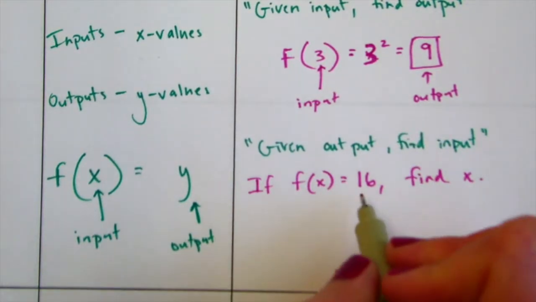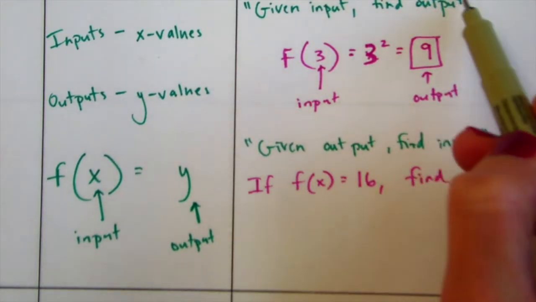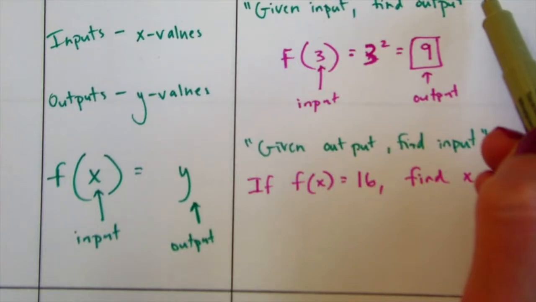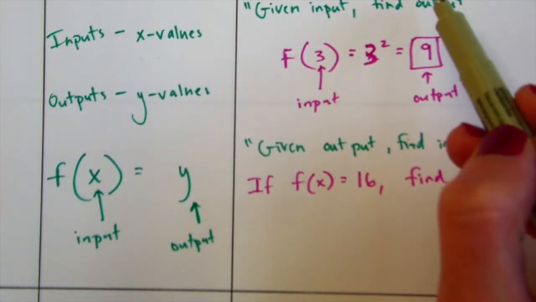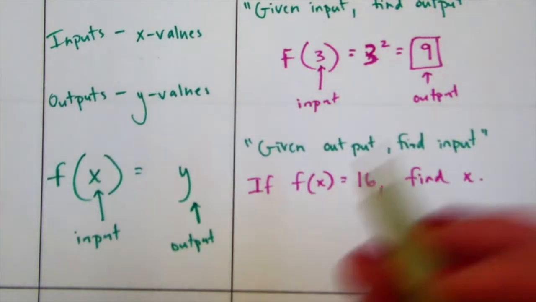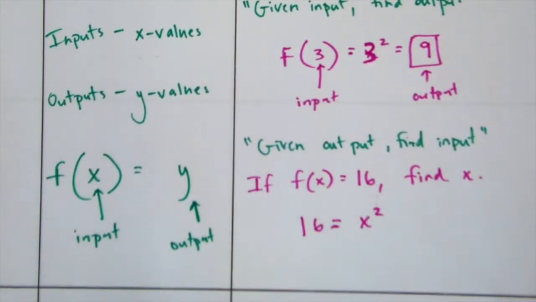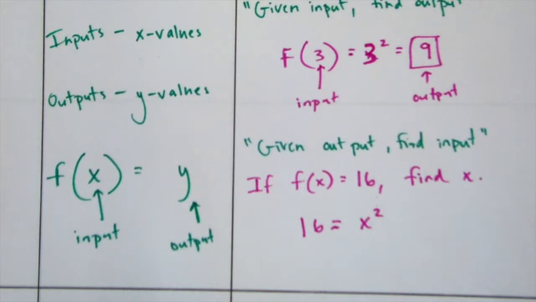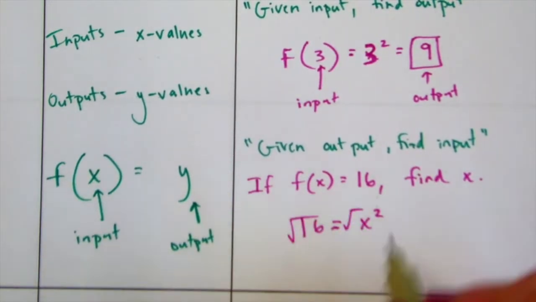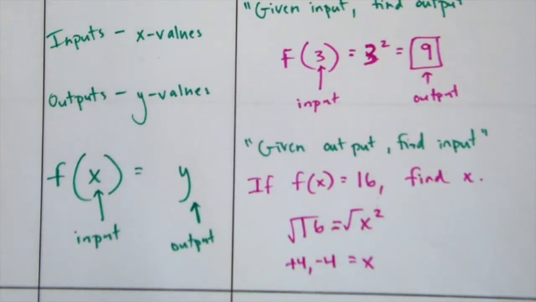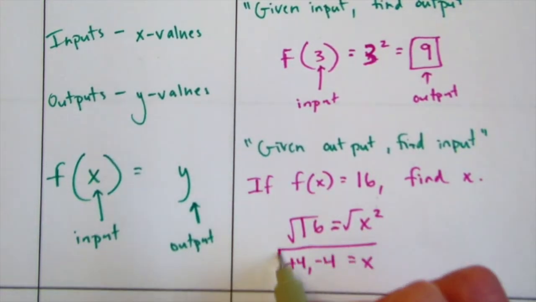So what I'm going to do is use the same equation up here, but instead of plugging in 16 for x, I'm going to plug in 16 for f of x on the other side of the equation. So I'm going to get 16 equals x squared, and then I'm going to solve for x. So taking the square root of both sides, I get x equals positive 4 or negative 4. Square root always has two answers, a positive and a negative.